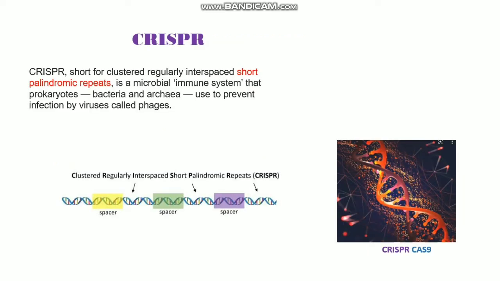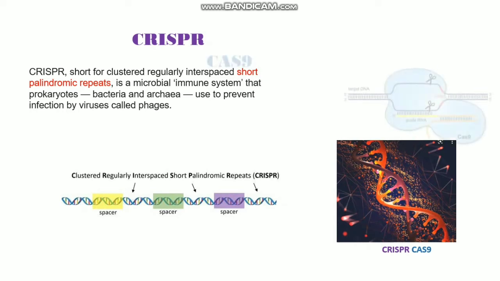Let's move back to where we were. So that is why this kind of sequence is a palindromic sequence. It contains repeat sequences, 23 to 47 base pairs long. Here there are 1, 2, 3, 4 repeat sequences, and in between there are spacer sequences. Now you already know what CRISPR is.